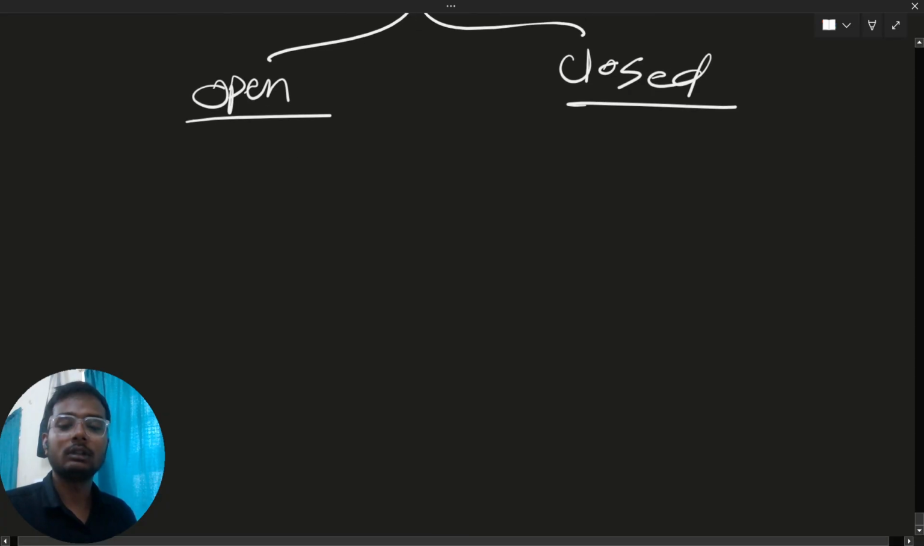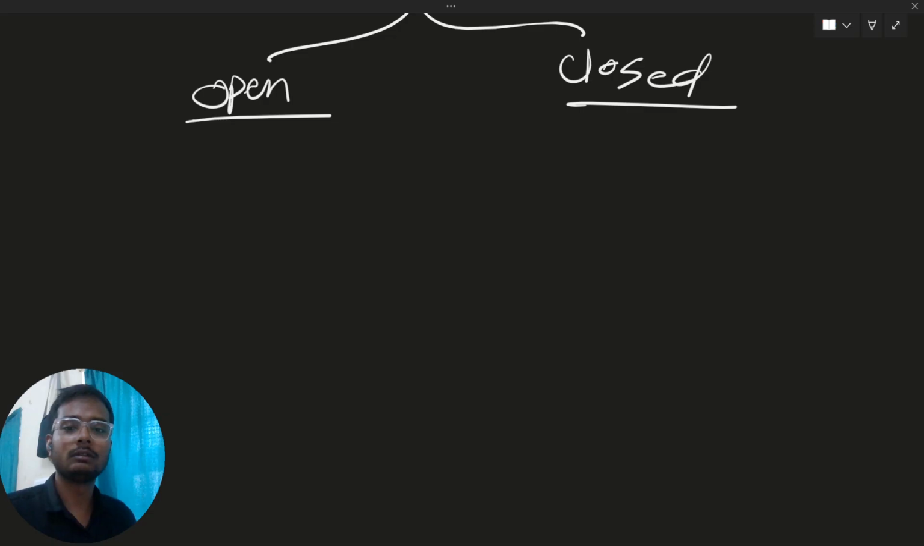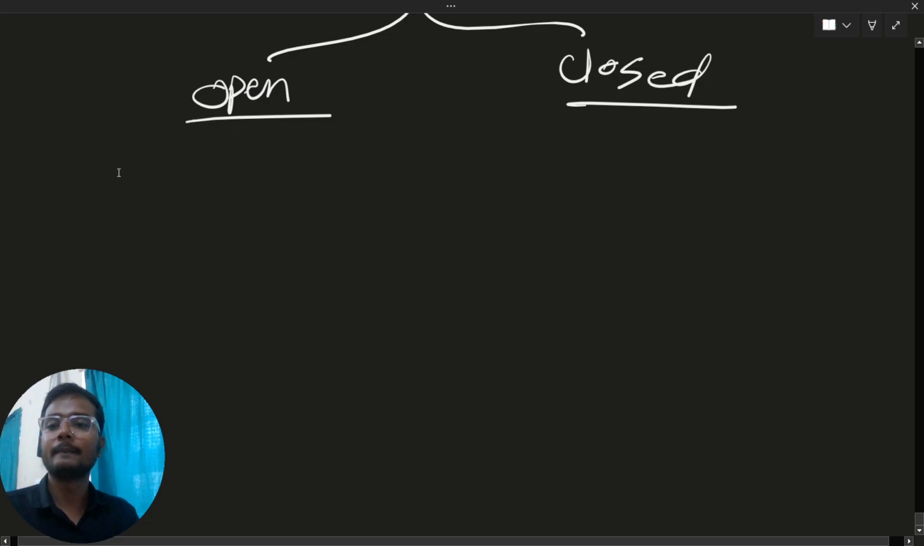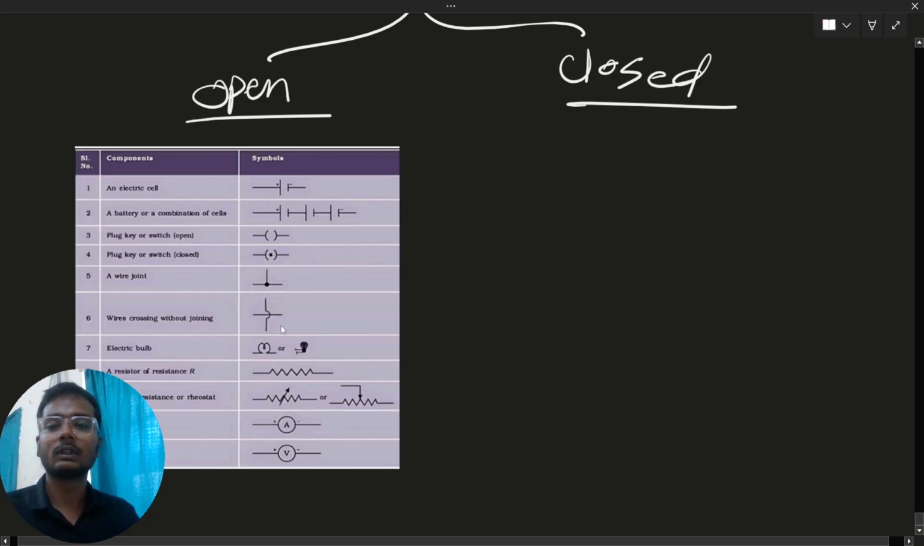Now I'll give you a quick table for reference if you want, or else if you want me to write it down, I can write it down also, no problem. But I guess this table will help you. Okay, a quick reference. See, okay, this one.